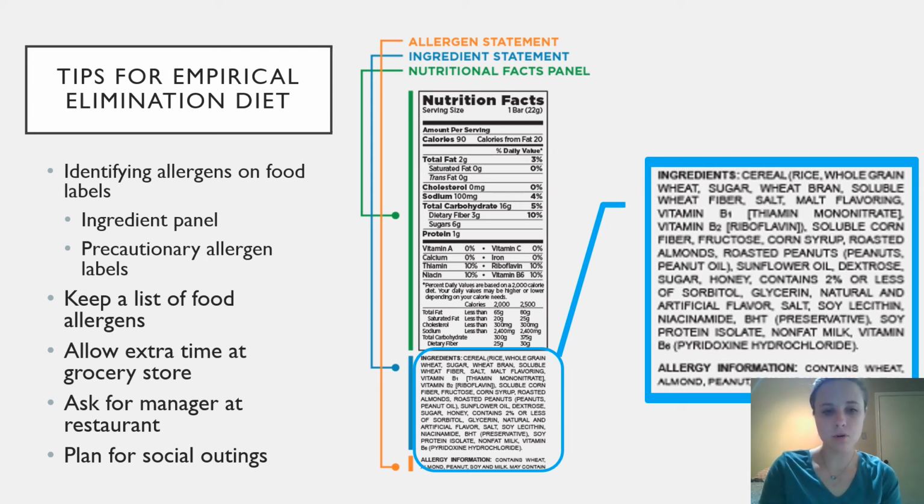Also asking for a manager at a restaurant so that you can tell them that your child has a food allergy. And also planning for social outings if you know you're going somewhere that has foods that are not going to fit your child's dietary needs, either packing them something or eating at home prior to the event.